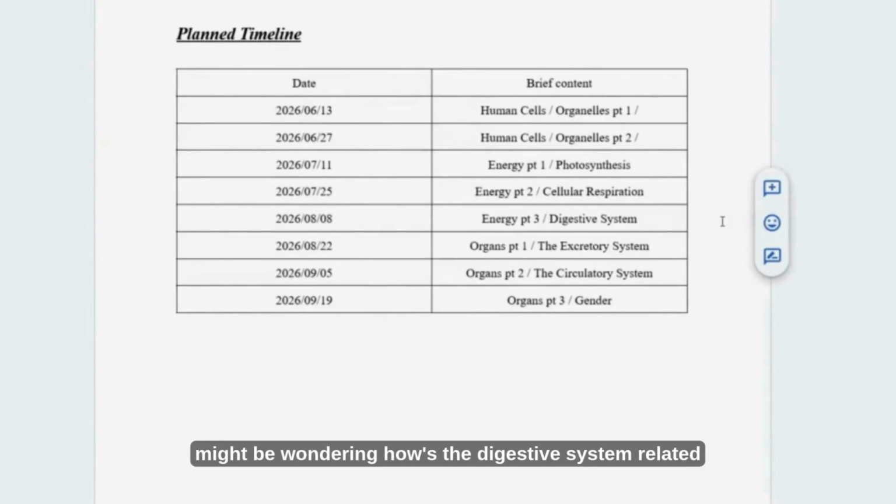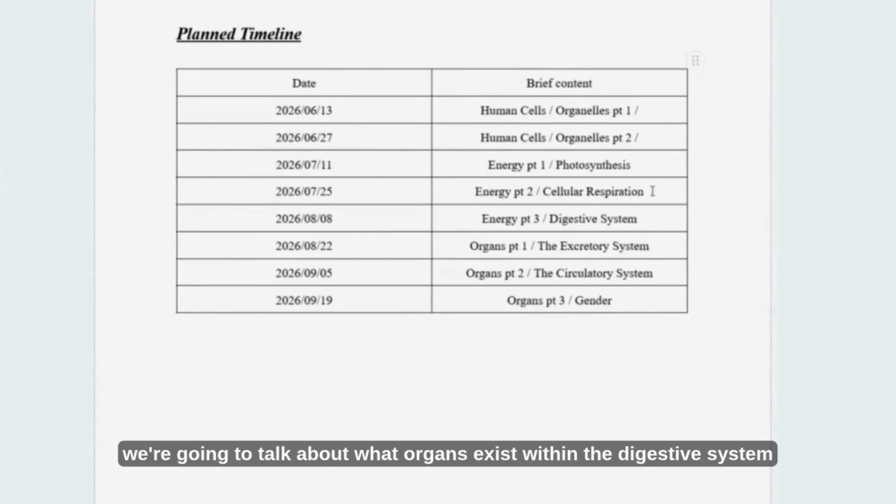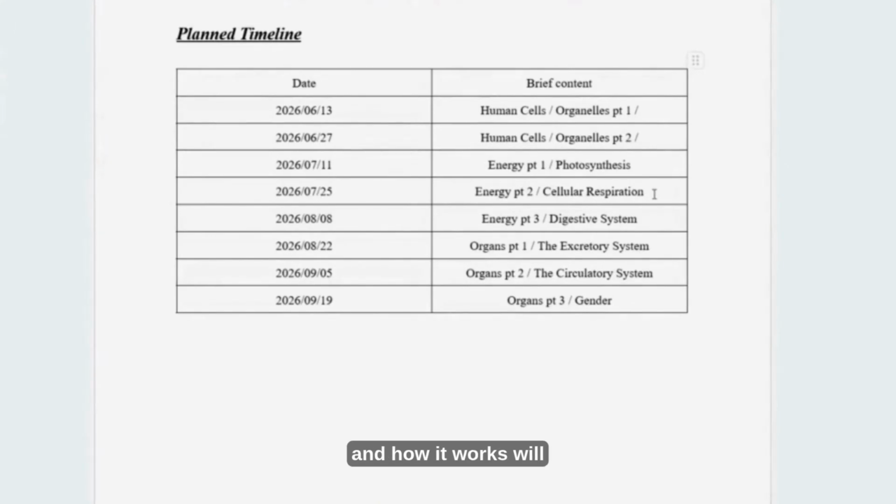You might be wondering, how's the digestive system related to energy? Well, it's related because the digestive system is needed for us humans and other animals to break down food and obtain energy from it. So we're going to talk about what organs exist within the digestive system, and how it works will be explained. And then we're going to go over organs and anatomy.